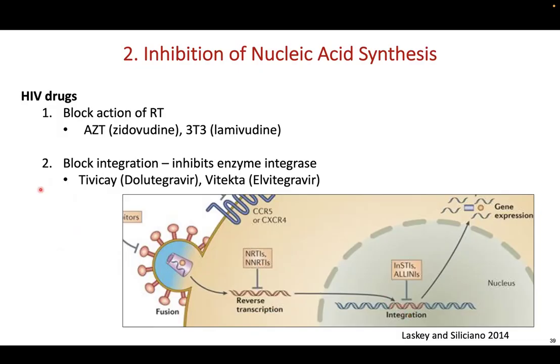This is when the second class of antiviral drugs, the ones that block integration, come in. Basically, they block the integration of the viral DNA into the host genome, preventing downstream gene transcription from happening. Examples of this include TVCA, as we can see from here, and EVTCA, as we can also see from here.